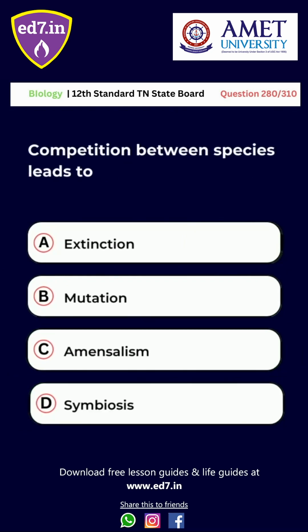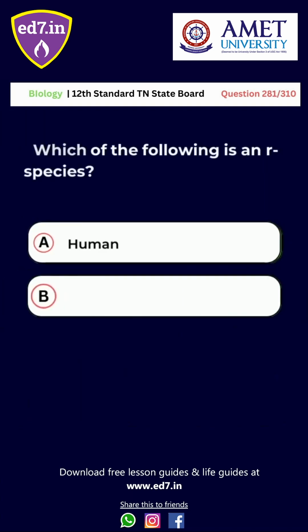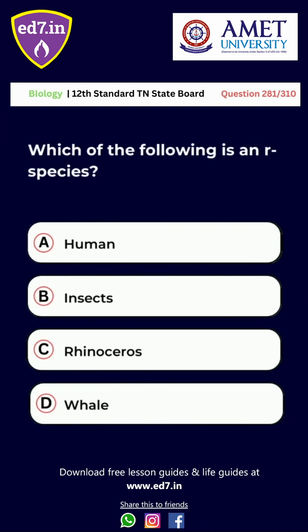Question number 280. Competition between species leads to A, extinction. B, mutation. C, amensalism. D, symbiosis. The right answer for this question is option A, extinction. Question number 281. Which one of the following is an R species? A, human. B, insects. C, rhinoceros. D, whale. The right answer is option B, insects.